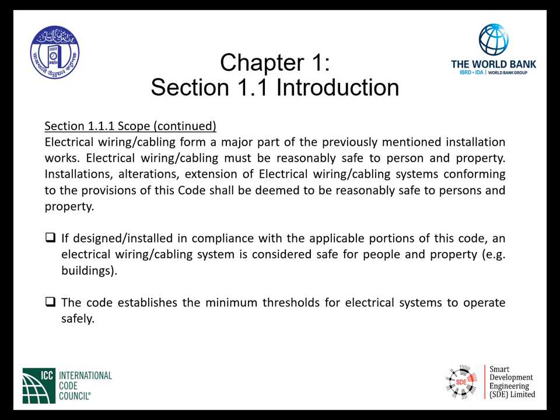Continuing with the scope requirements, electrical wiring and cabling form a major part of the previously mentioned installation works. Electrical wiring and cable must be reasonably safe to person and property. Installations, alterations, and extensions of electrical wiring and cable systems conforming to the provisions of this code shall be deemed to be reasonably safe to persons and property. If designed and installed in compliance with the applicable portion of this code, an electrical wiring and cabling system is considered safe for people and property.